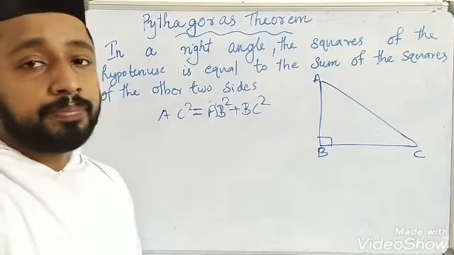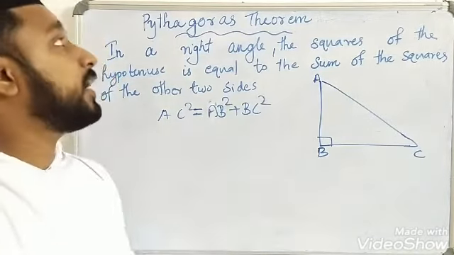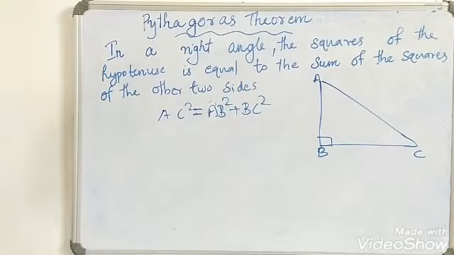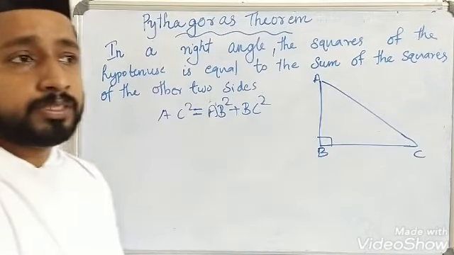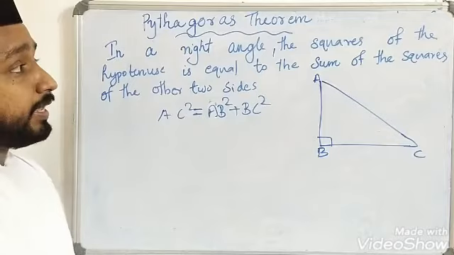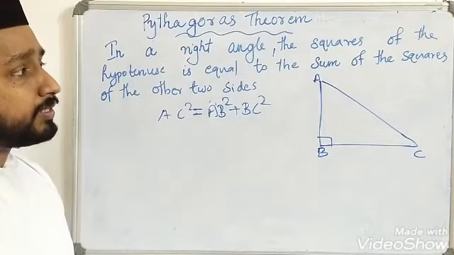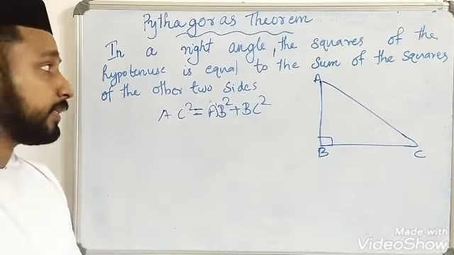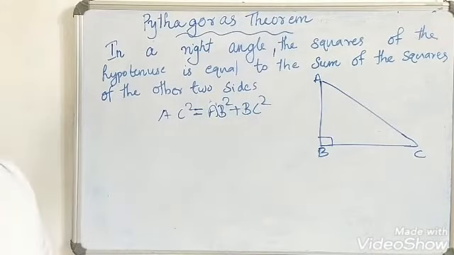We are going to understand Pythagoras theorem in the chapter Triangles, in relation with similarity and the ratios of the areas of the triangles as well as the ratios of the sides. In relation with that, we are going to study Pythagoras theorem.